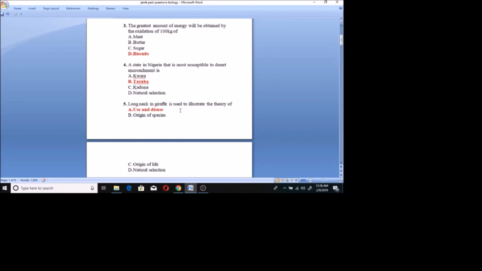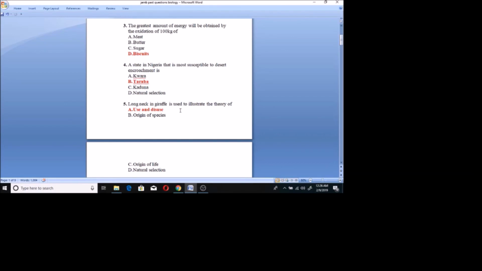Now get to number 22. Physiological adaptation to a very dry condition in animals demonstrates what? A. Xeromorphism, B. Hibernation, C. Estivation, D. Rejuvenation. The answer is C. Estivation.